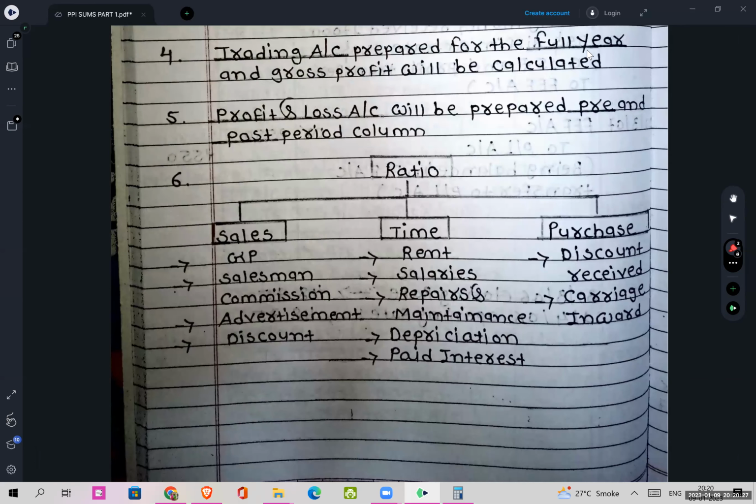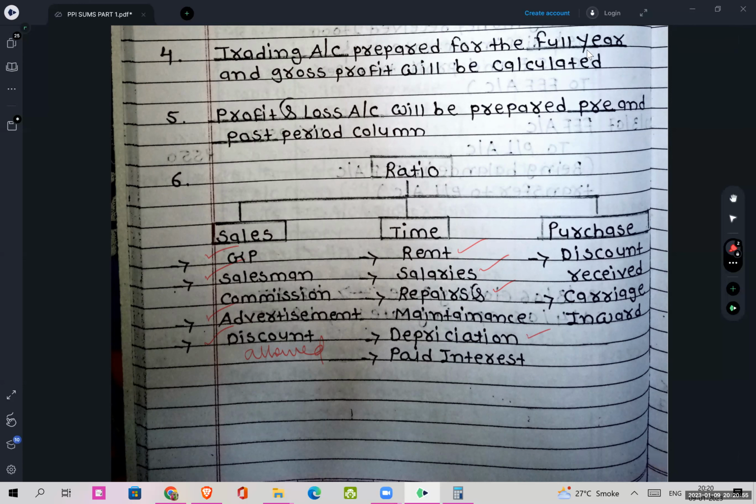Sales ratio will be used to distribute your gross profit, salesman's commission, advertisement, discount allowed. Here we had spoken about discount allowed. And time ratio will be applicable to rent, salaries, repairs and maintenance, depreciation.